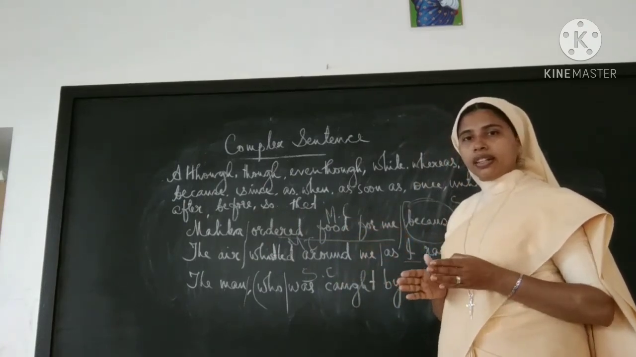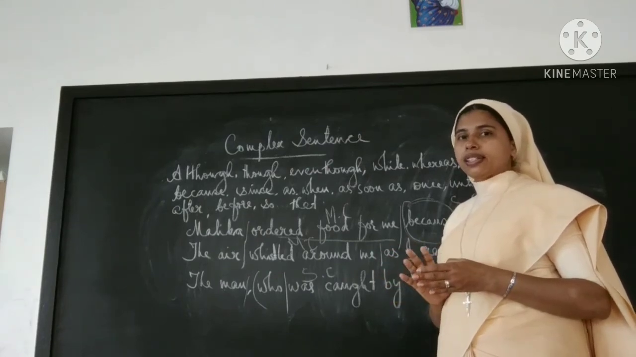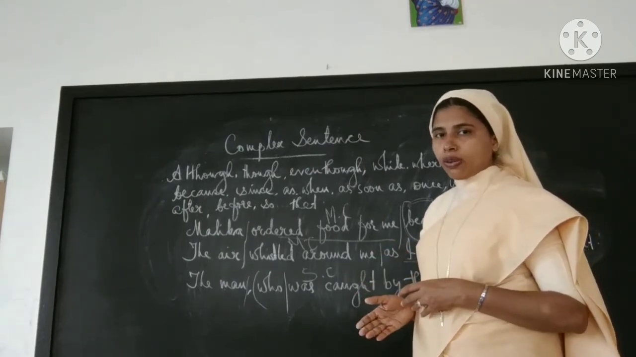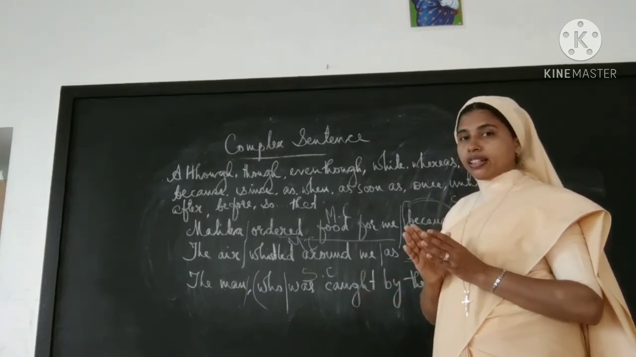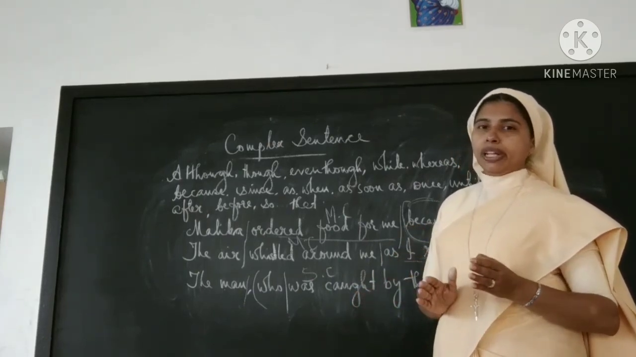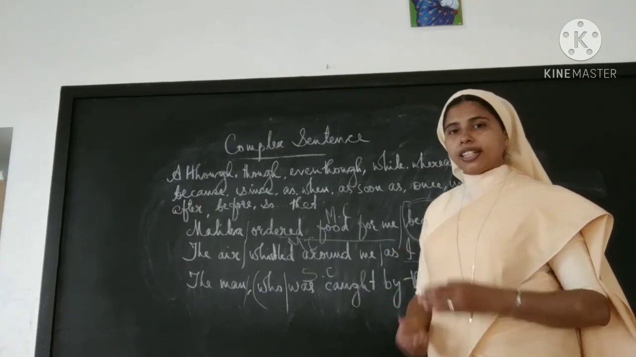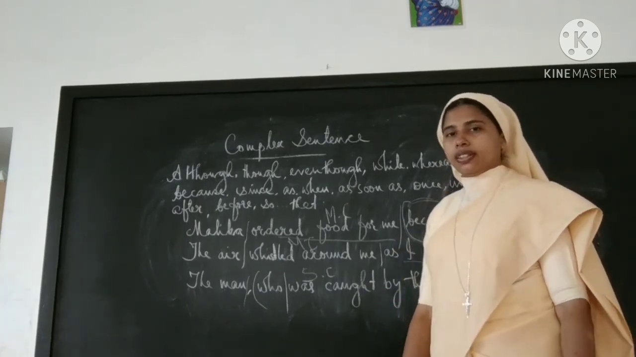Keep the rules in your mind. That means there must be one main clause and one subordinate clause. Okay, that is the minimum requirement in order to identify a sentence as a complex sentence.